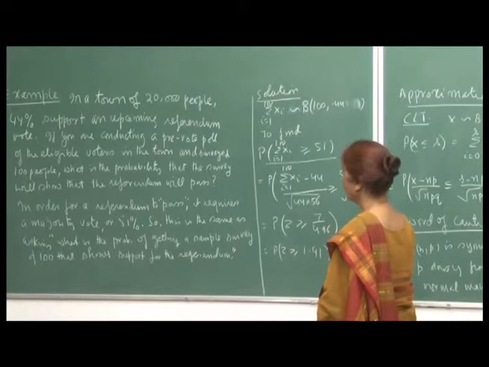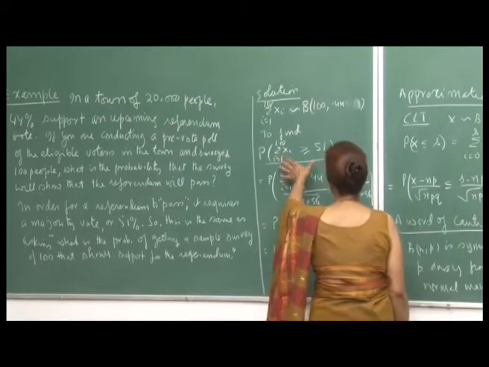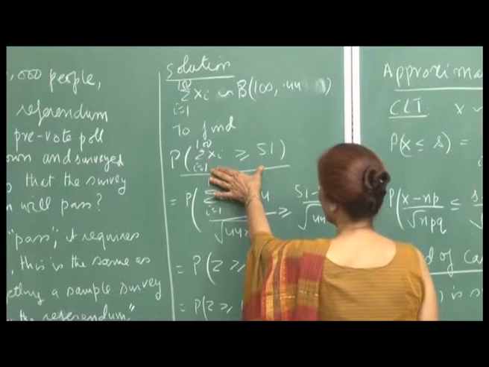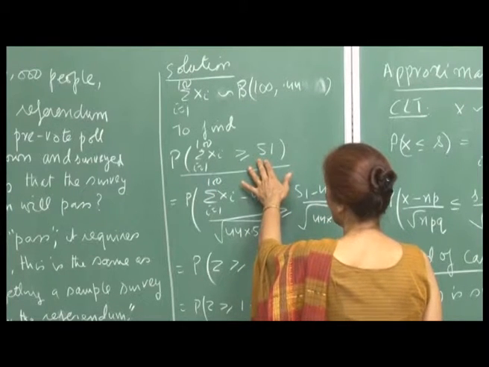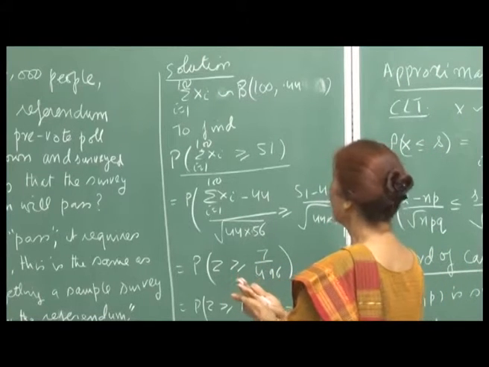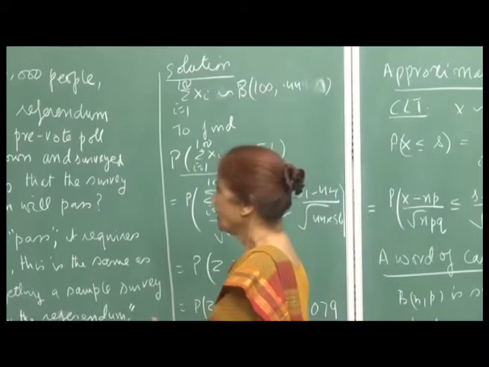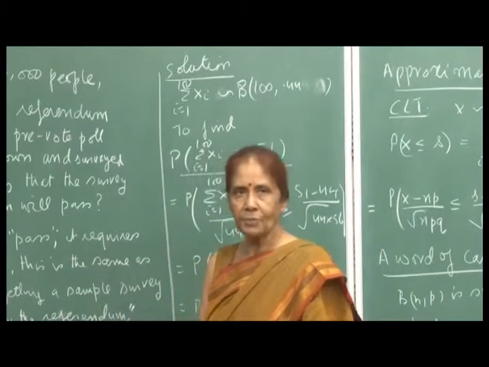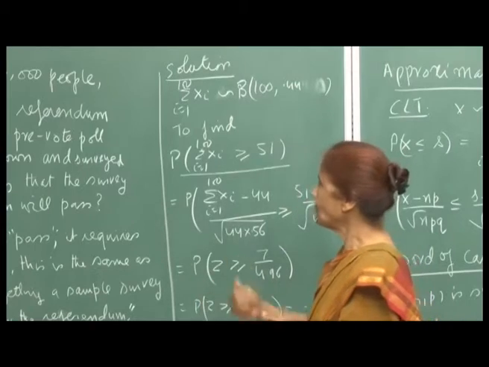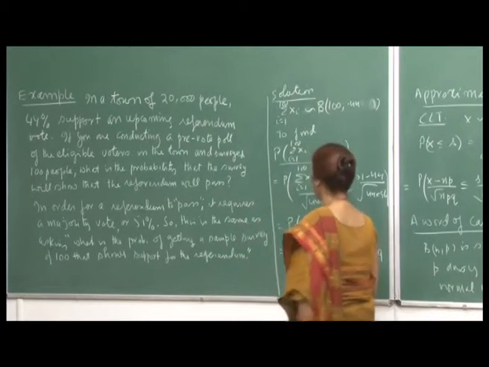So, this is the whole idea: the sum of X_i, i varying from 1 to 100, should be greater than or equal to 51. If from these 100 people they get a feeling that 51 or more will support the referendum, then they can advertise and try to influence people, saying that our pre-vote poll says the referendum will pass, and so on, right.